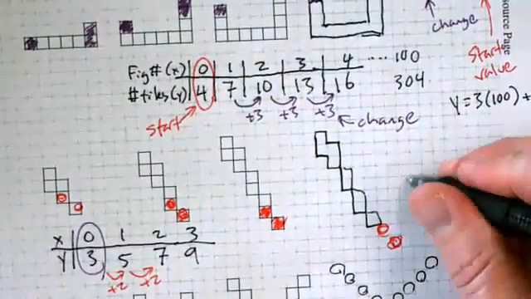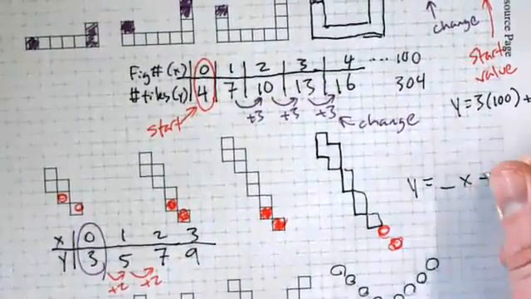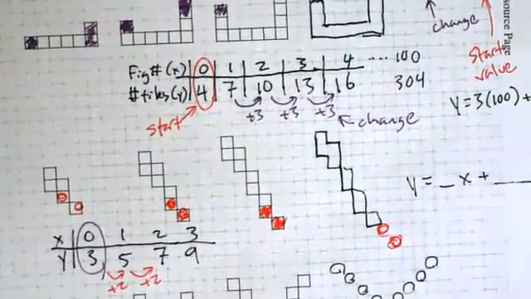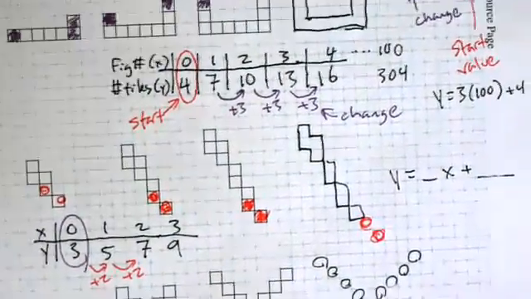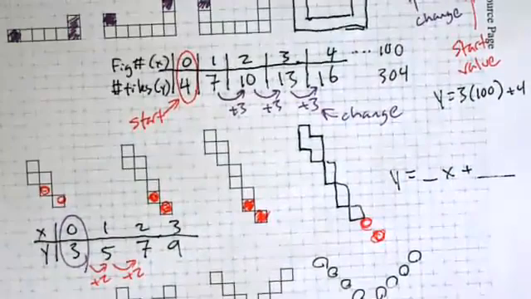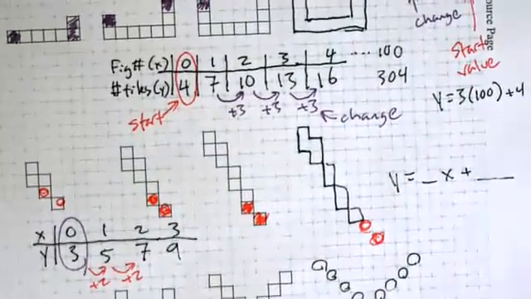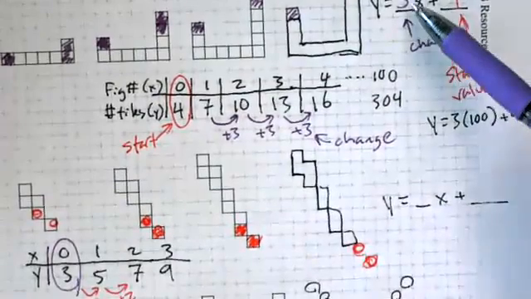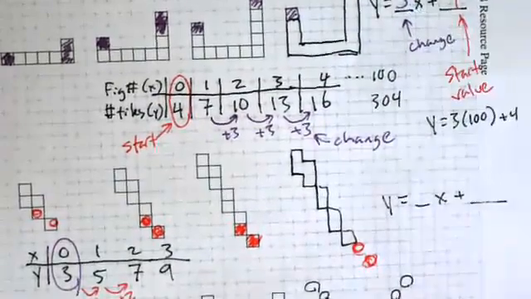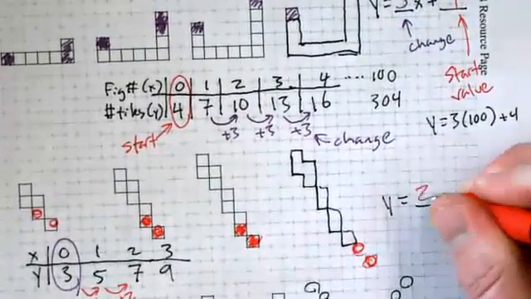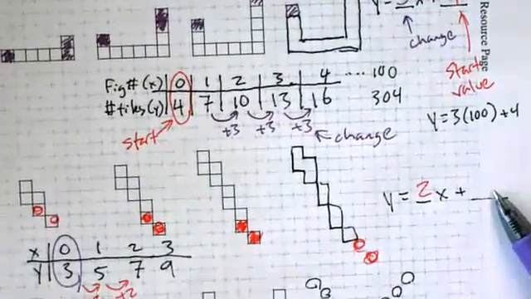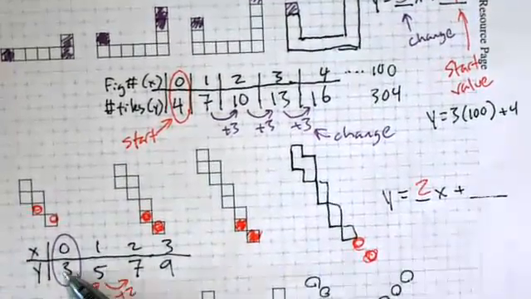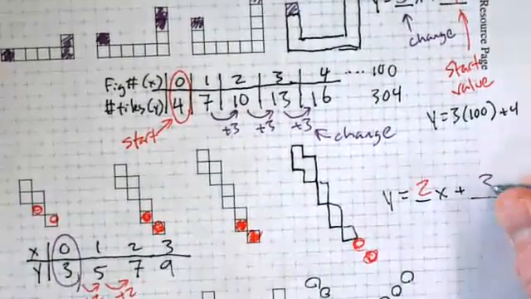So my equation is y equals something x plus something. We just got to remember which parts go where. The change is always going to be the thing attached to the x. My change was +2, so I'm going to put my 2 attached to the x. Starting value is the thing that's not attached to the x at the end. So 3 was my starting value. That goes out here.